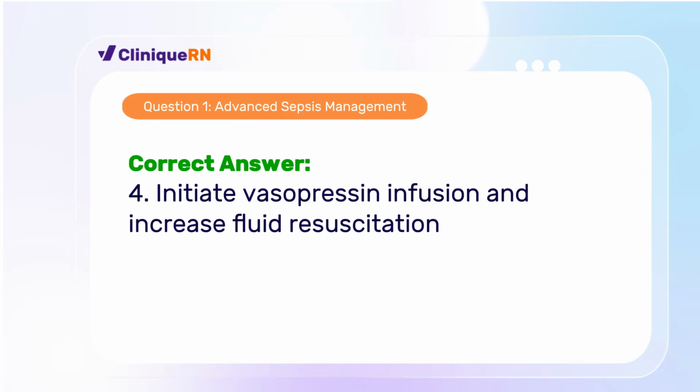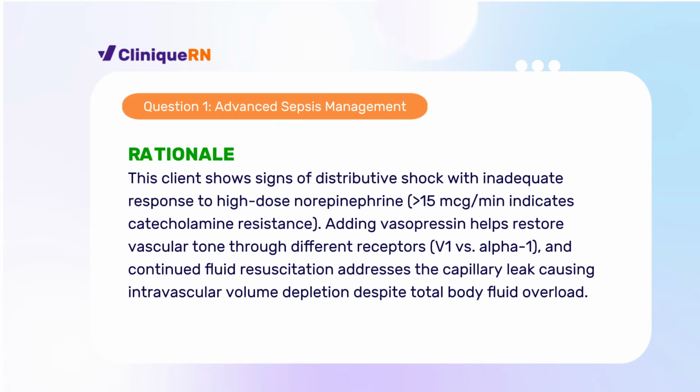The correct answer is 4. Initiate vasopressin infusion and increase fluid resuscitation. Rationale: this client shows signs of distributive shock with inadequate response to high-dose norepinephrine. Greater than 15 micrograms per minute indicates catecholamine resistance. Adding vasopressin helps restore vascular tone through different receptors, V1 versus alpha-1. And continued fluid resuscitation addresses the capillary leak, causing intravascular volume depletion despite total body fluid overload.